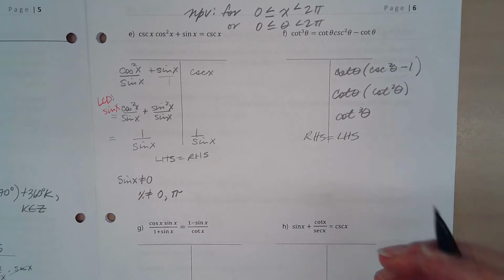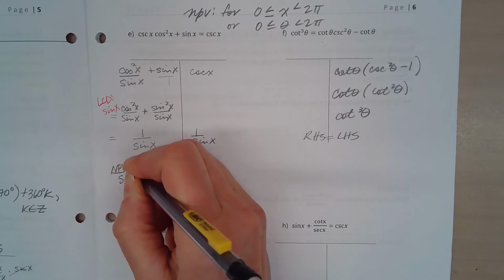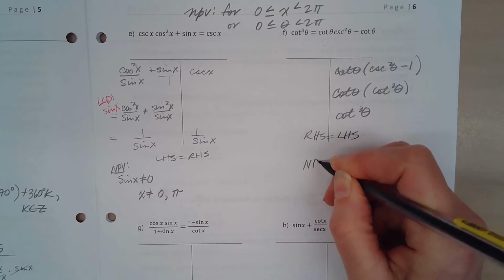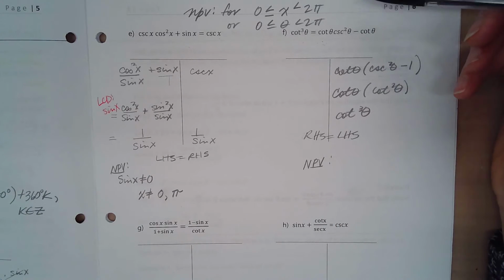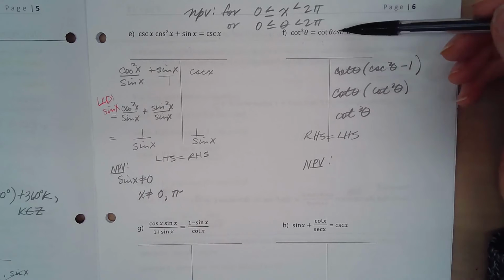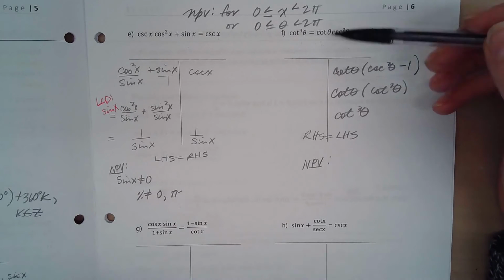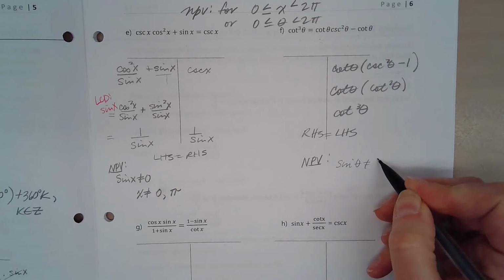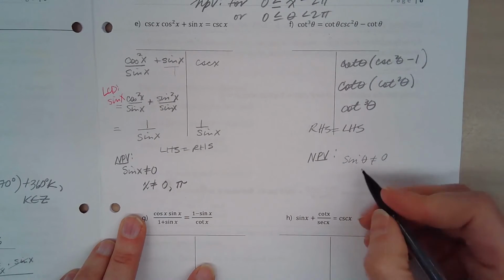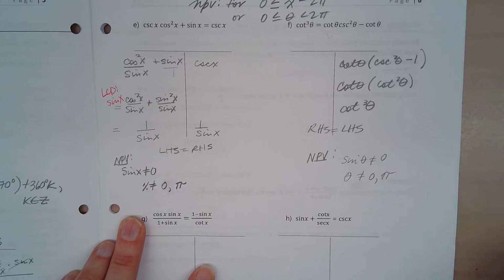What are your non-permissible values this time? Okay, all of these are reciprocal functions, right? May have a bottom, so this is sine, or cos over sine, this is 1 over sine, so it's just sine again, right? Sine of theta can't equal 0, so again it's my same answer, except I'm using theta instead of x.